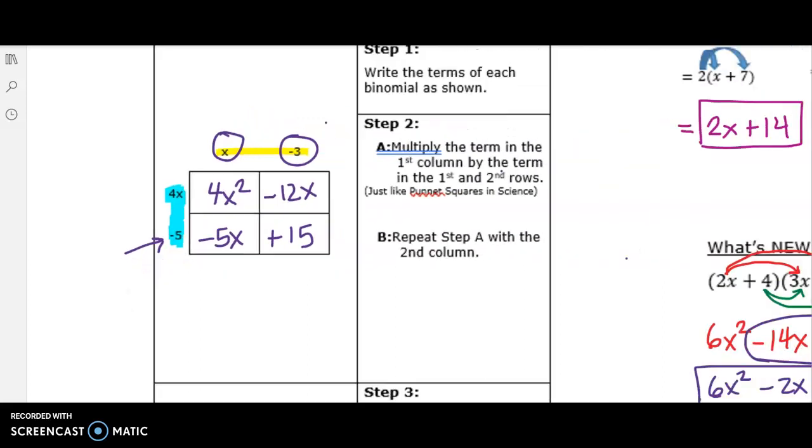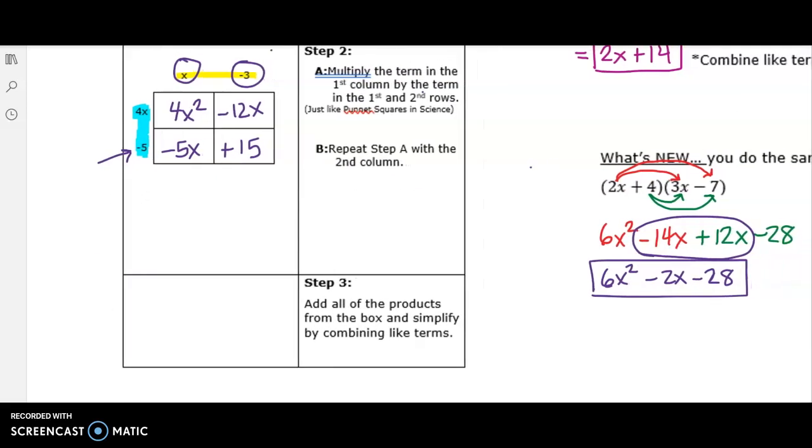Okay, so now let's go ahead and write our final answer. So we take each of those and we're going to put all those pieces together and write the final answer, the polynomial. So you'll notice that 4x squared is the only x squared in those four boxes. So it will remain exactly as it is. Notice that I'm putting it first because we want it in standard form, biggest exponent first.